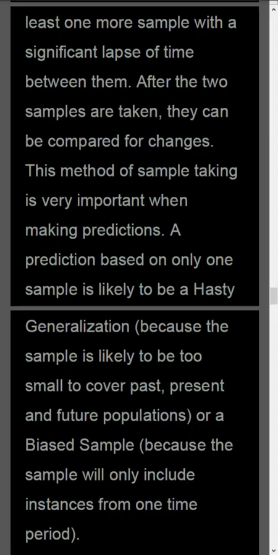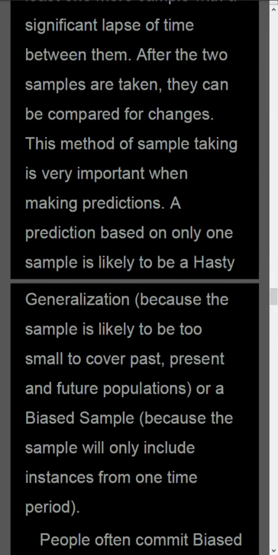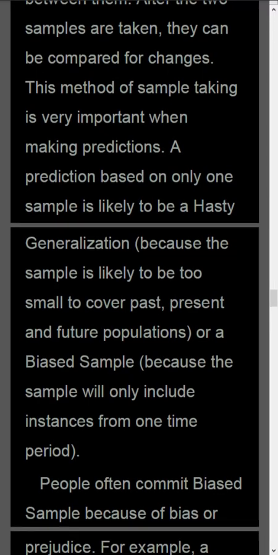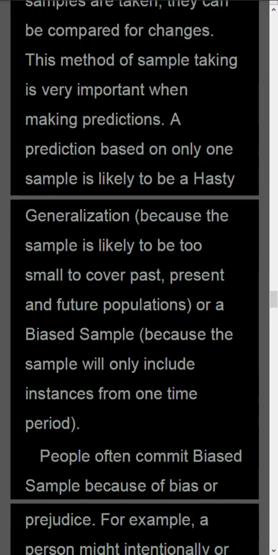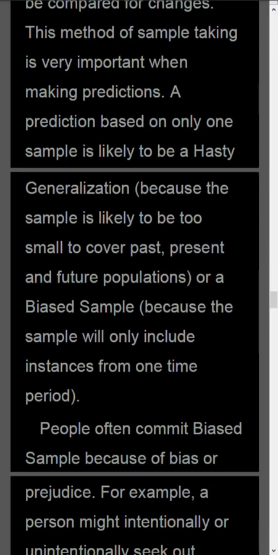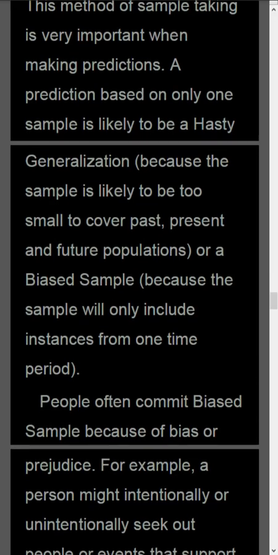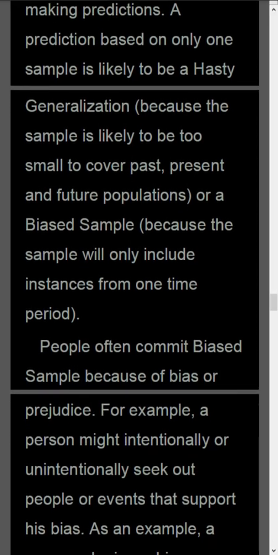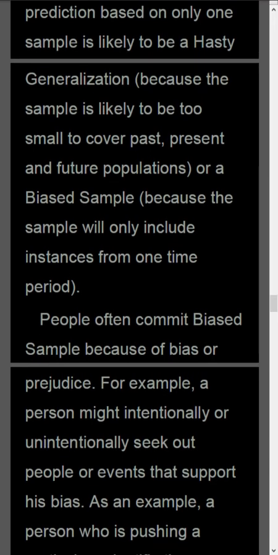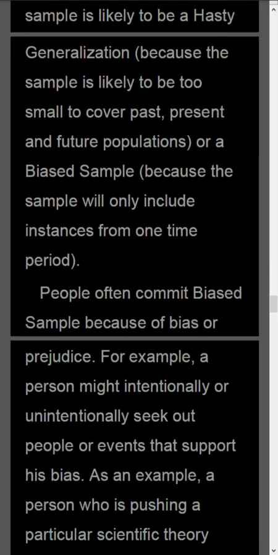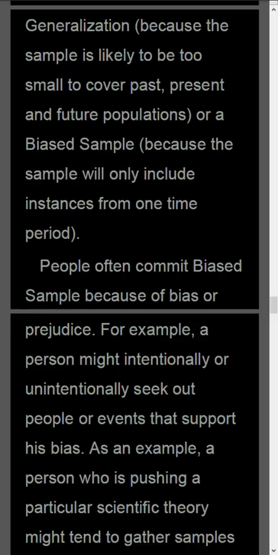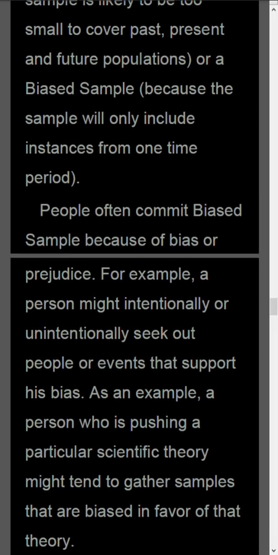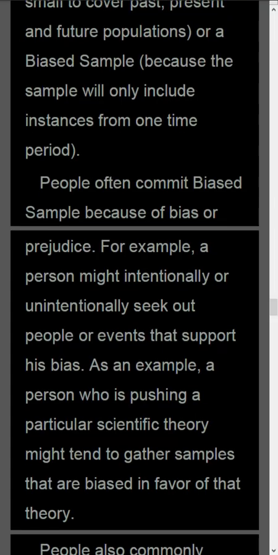A prediction based on only one sample is likely to be a hasty generalization, because the sample is likely to be too small to cover past, present, and future populations. Or a biased sample, because the sample will only include instances from one time period. People often commit biased sample because of bias or prejudice. For example, a person might intentionally or unintentionally seek out people or events that support his bias.